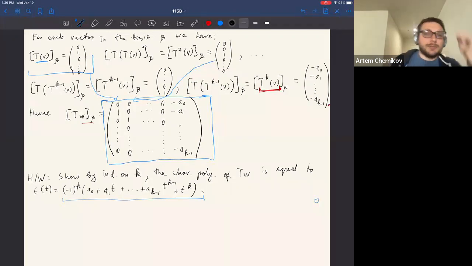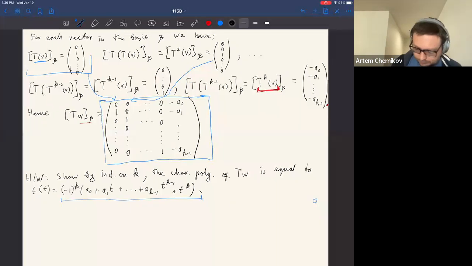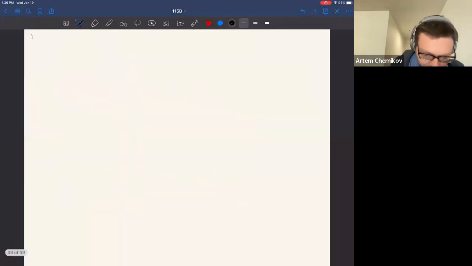All right. So that's the idea. The theorem tells you how to efficiently calculate characteristic polynomials for restrictions of a linear operator to a cyclic subspace. So let's consider an example. So I'm switching to a new page.